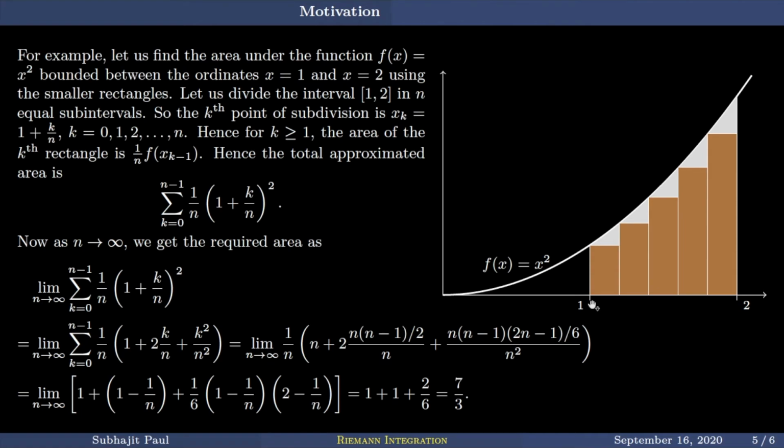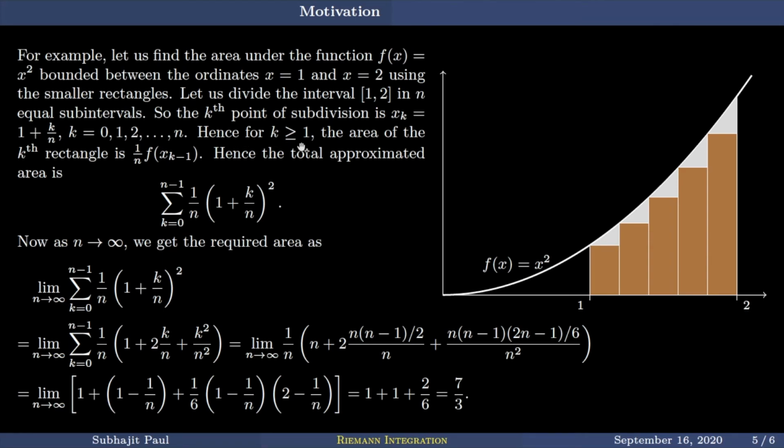So this is 1 plus 0 by n. Okay, x0 is a. x1 is 1 plus 1 by n, so this length is 1 by n. This point is 1 plus 2 by n. This point is 1 plus 3 by n, and so on. So x_k is equal to 1 plus k by n, where k is running from 0, 1, 2 up to n. Okay, so these are my points of subdivision. This is x0, this is x1, this is x2, this is x3, this is x4, this is x5 or xn, and this is equal to b.